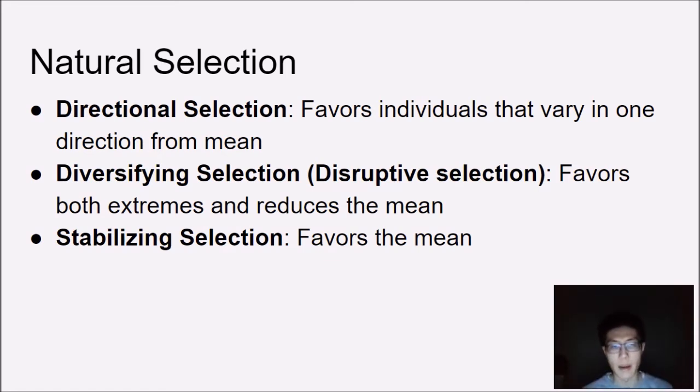The next type of selection is stabilizing selection. Stabilizing selection is kind of the opposite of diversifying selection, and it's a situation where there's going to be the favoring of the mean. So you have the mean right here, and then you have the other traits on one extreme over here and on the other extreme over here. These are going to be selected against, but the mean is going to be selected for. So you should see an increase in the mean over time if it's a stabilizing situation.